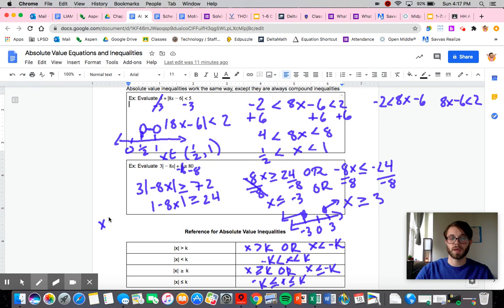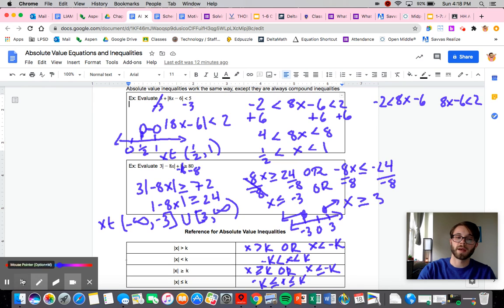So again, if I look at the left-hand side, I go from negative infinity up to and including negative 3. So I go from negative infinity to negative 3, and I have to include that because I am using a closed circle. And that is in union with the other side, which goes from 3, including 3, up forever. So I go from 3 off to infinity. Okay, and that's how I would write that using interval notation. So these are the solution sets for the absolute value inequalities.